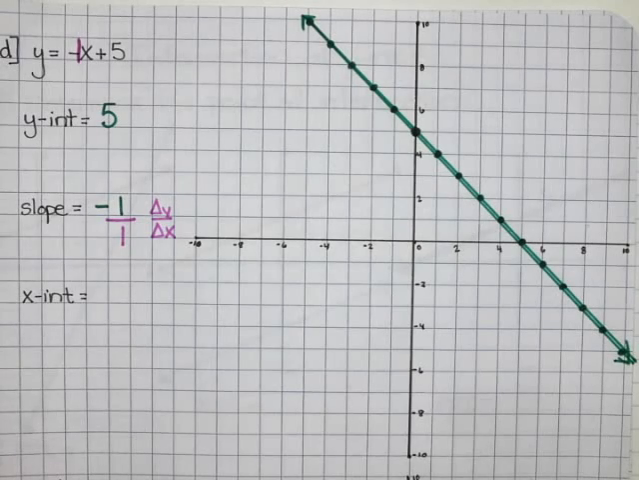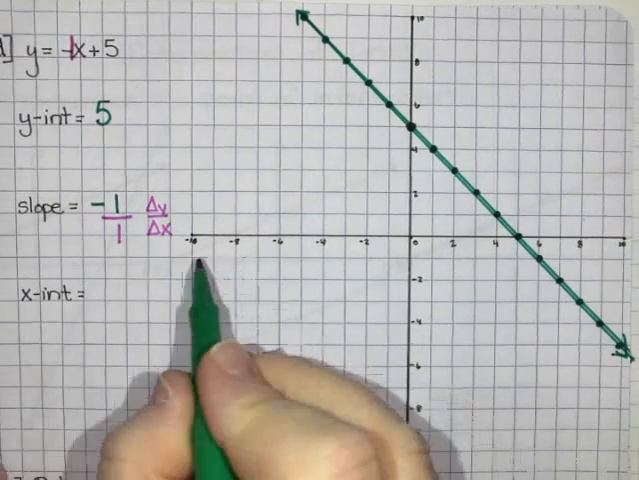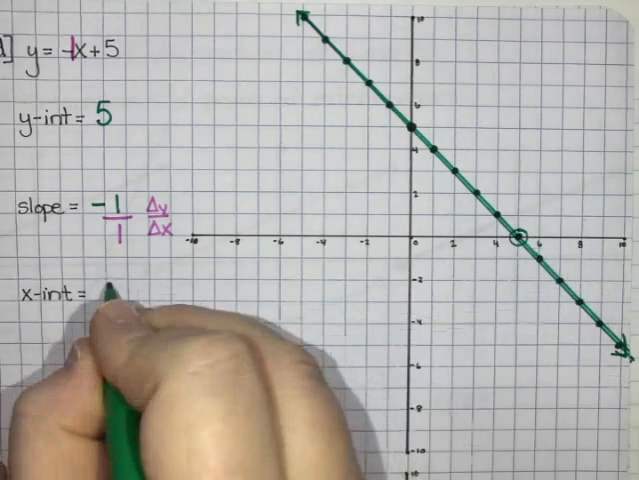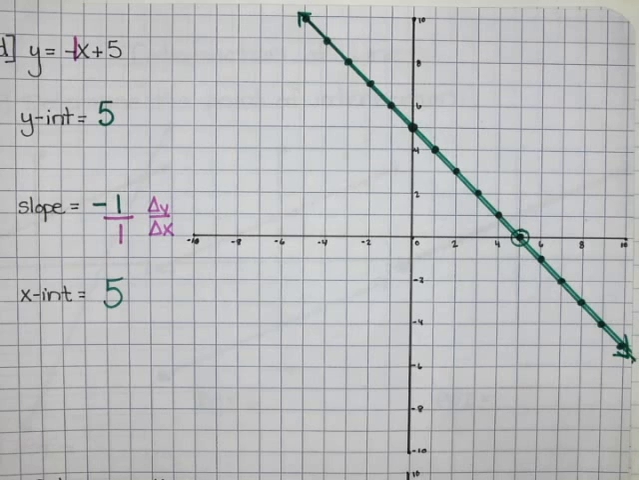The only thing I have left to do is to find my x-intercept. So that's where my line crosses my x-axis, which is here at 5. So my x-intercept and my y-intercept are both 5.